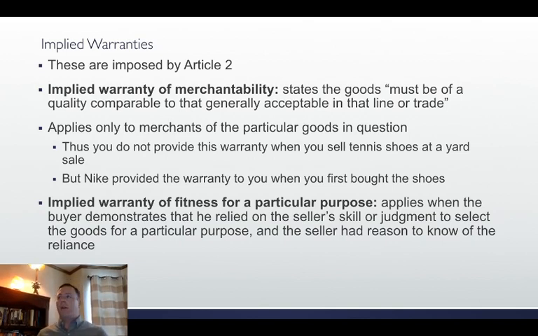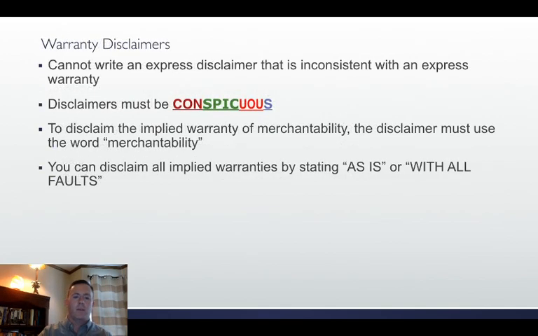So these will be implied whether you promise them or not, but they can both be disclaimed, and you'll see in contracts, in sales agreements, a lot of times you will see these disclaimers. These disclaimers need to be conspicuous, obviously. As with all disclaimers, really, anytime you're getting somebody to waive rights, you want them to be conspicuous, bold. You don't want to try to sneak them in there, because some judges in some jurisdictions might not like that.